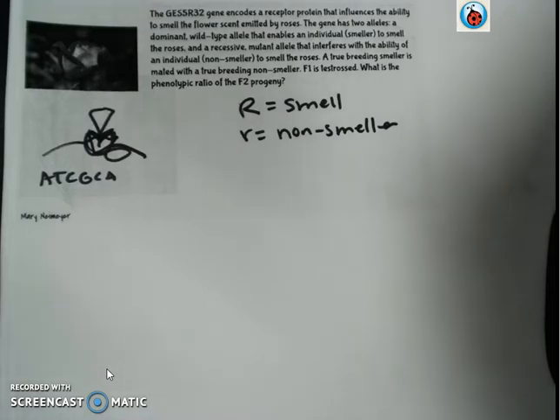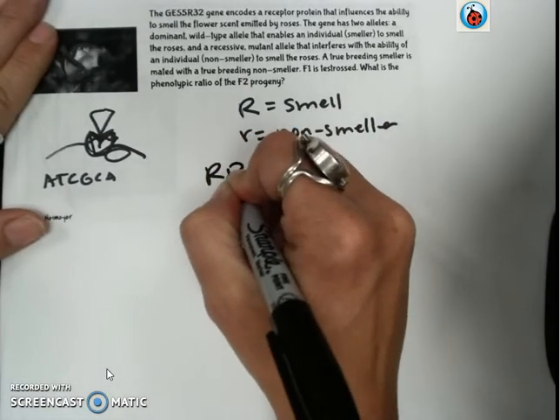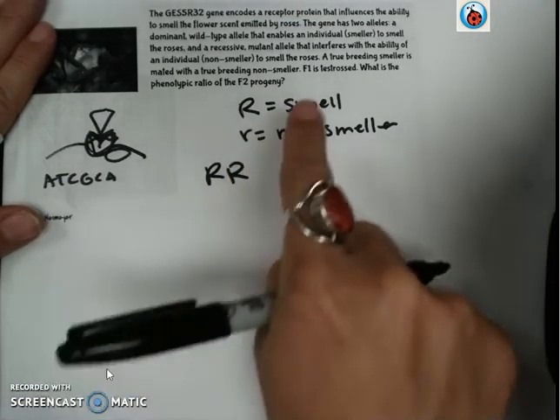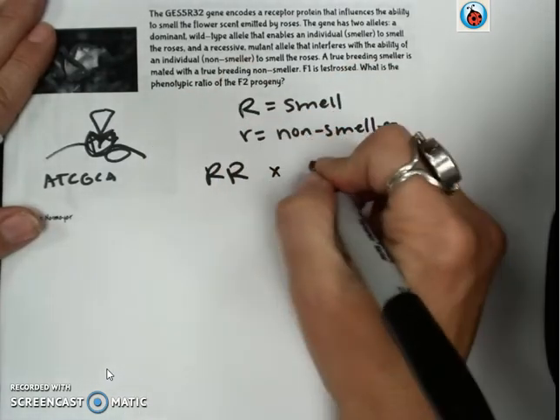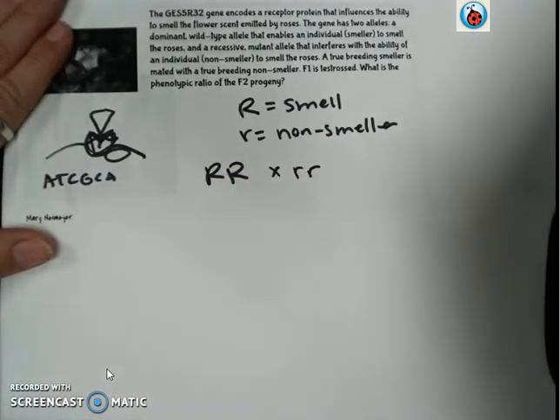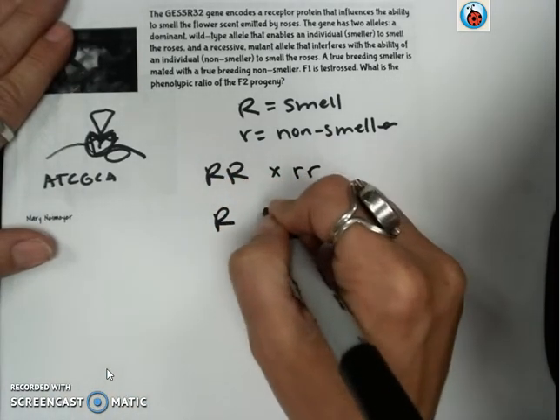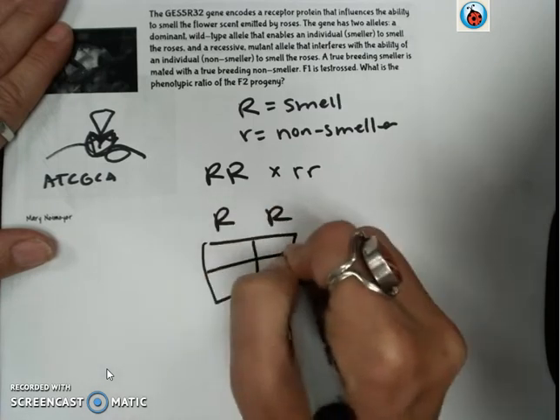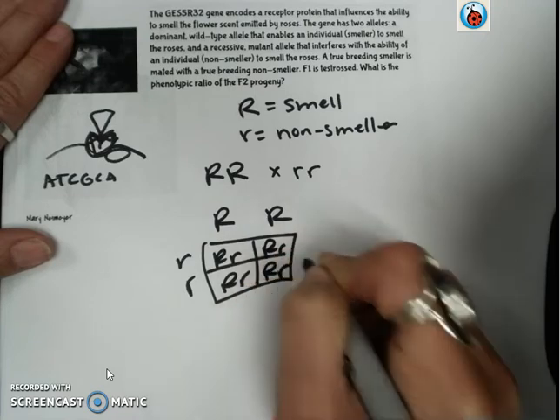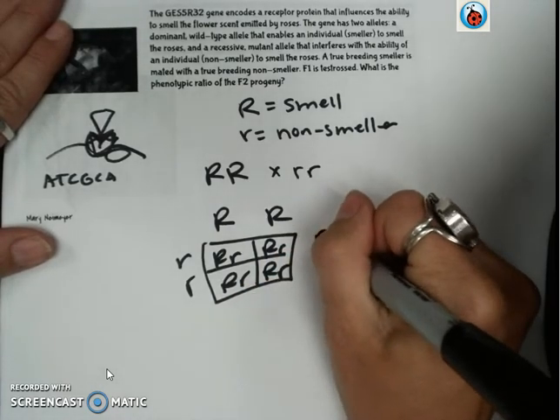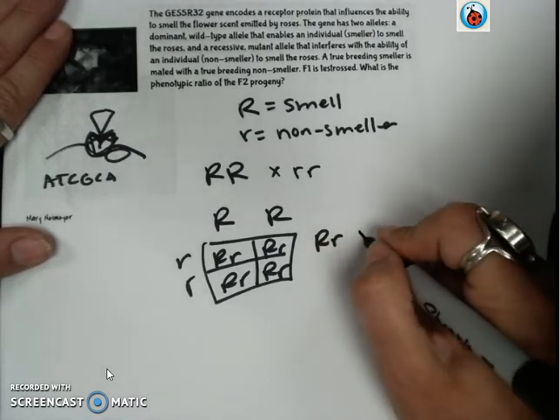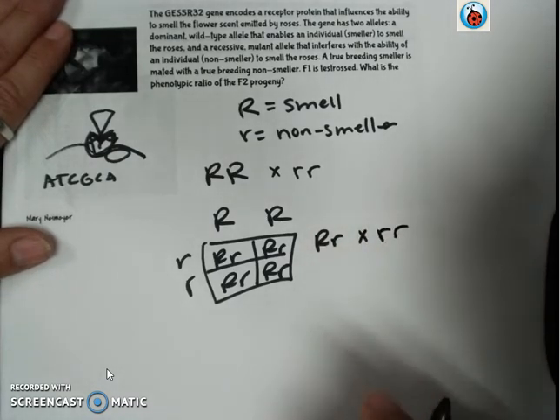So a true breeding smeller, true breeding meaning homozygous dominant, is mated with a true breeding non-smeller. Their F1 is test crossed. So let's go ahead and see what their F1 are. When we set up this cross, we find that all of their offspring are hybrids, and they're heterozygous for the ability to smell. And when we say they are test crossed, that means they are crossed with a homozygous recessive.